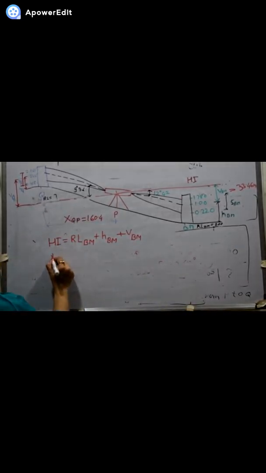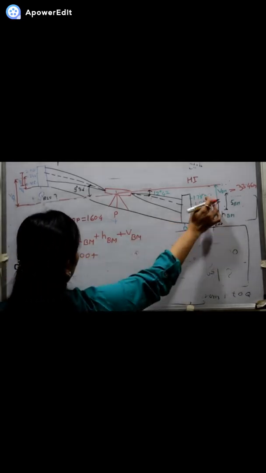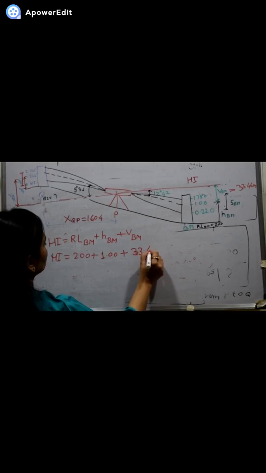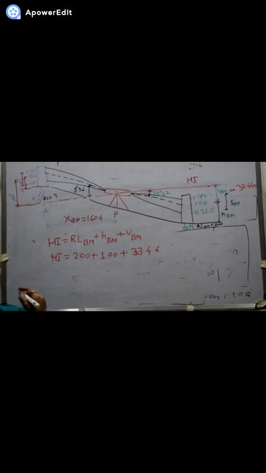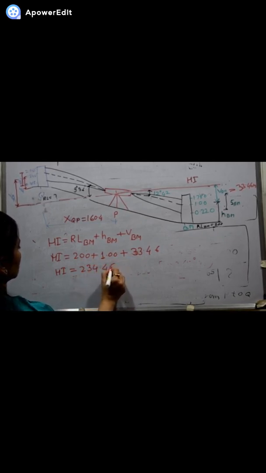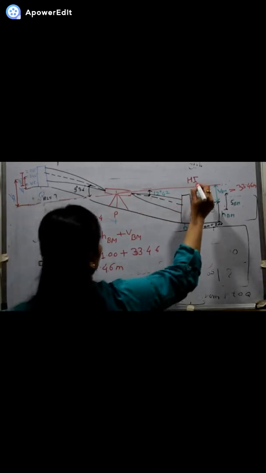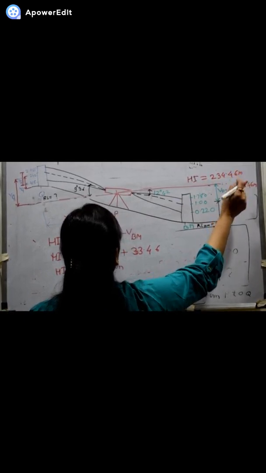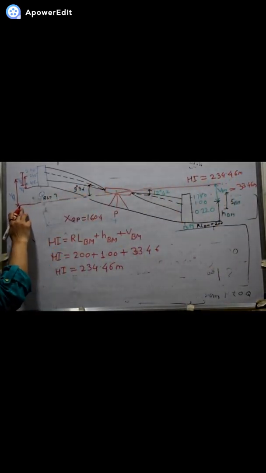Now this value we will put into the formula of HI. So HI is equal to 200 plus the H of BM, it is 1.00 plus 33.46. So the value of HI is equal to 234.46 meter. So the HI is equal to 234.46 meter. So here we have reached the HI.